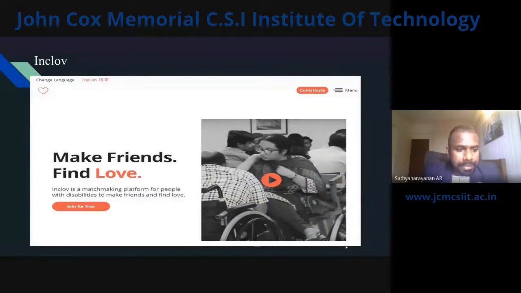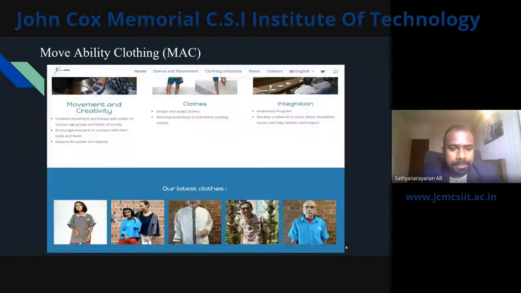And Inclove is another company, which provides a matchmaking platform for the disability community as well. Then Mobility Clothing is another company, which stitches and designs clothing for disabled persons who have body issues, so that it looks really good, because normal clothing is all based on normal gestures, right? For inclusive people, clothing needs to be designed differently, and they take the design very seriously and create really good clothing.